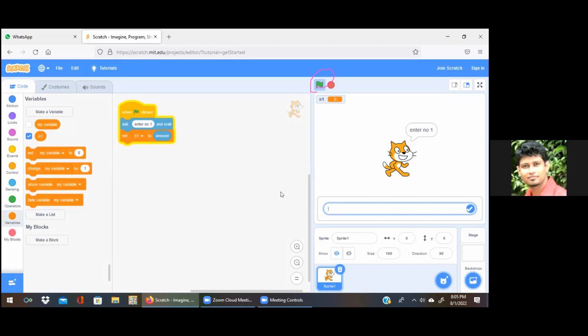Yeah, you can enter a number. You can put any number like 10, 20, 30, any number you can enter. Press enter and you can see. So when you enter, it will be assigned to this variable. Yeah, you can see 25 is saved.